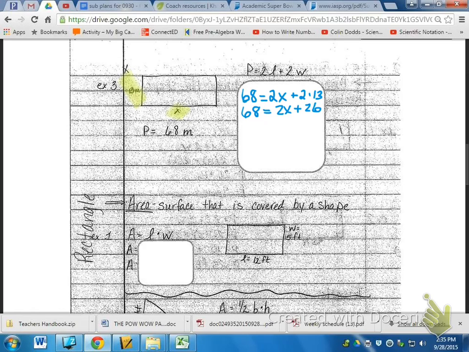Subtract 26 from each side. What do I get? 42. 42 equals 2x. You're going to divide 2 from each side, and you're going to get 21. And how? 21 meters. Perfect. Any questions about that?